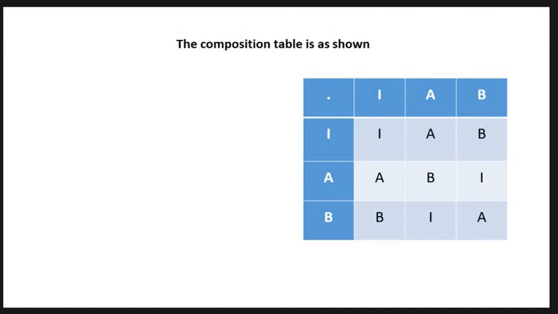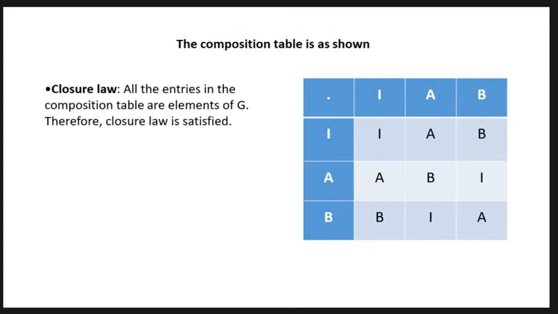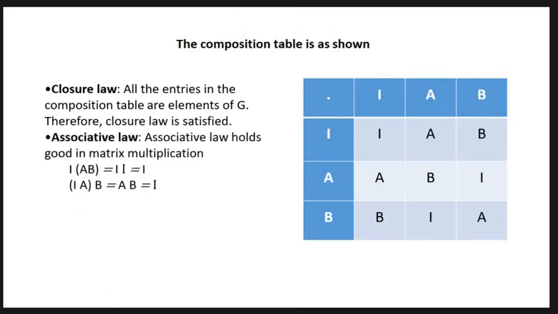First row is I, A, B, first column is I, A, B, and B into B is A. So now we have filled this table completely. All the elements of this table belong to the set G. Therefore, the closure law is satisfied. See, G contains I, A, B, so all the entries belong to that.